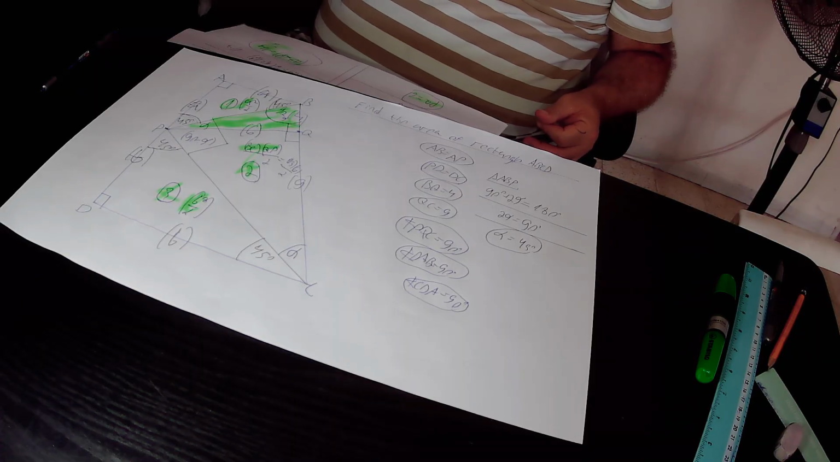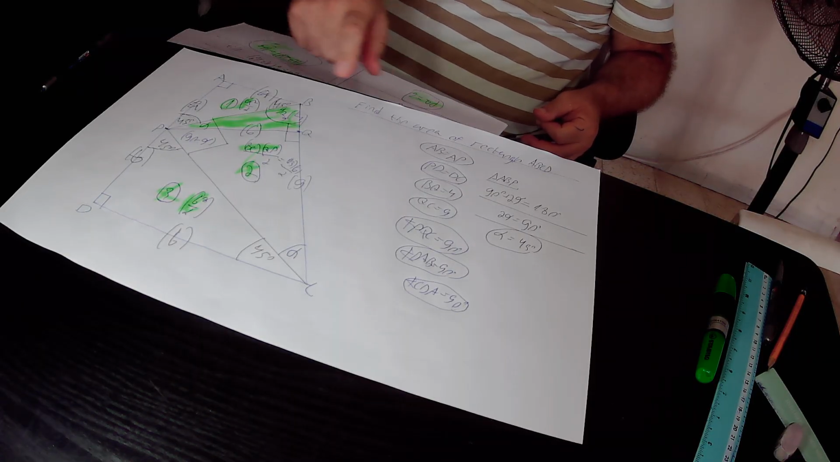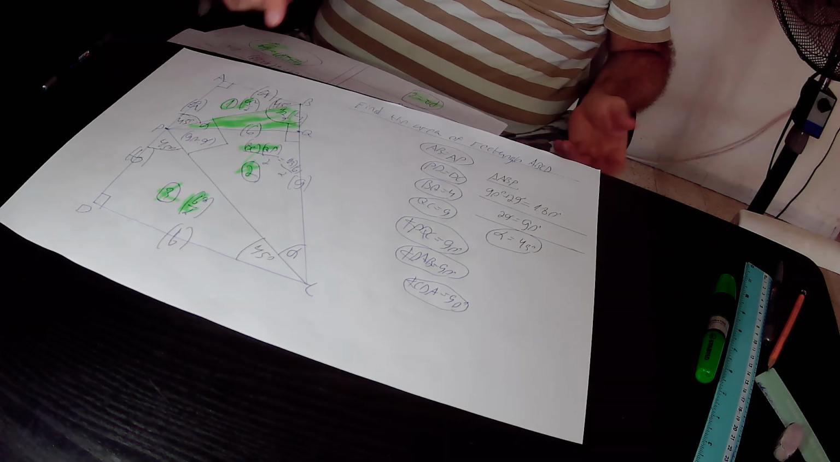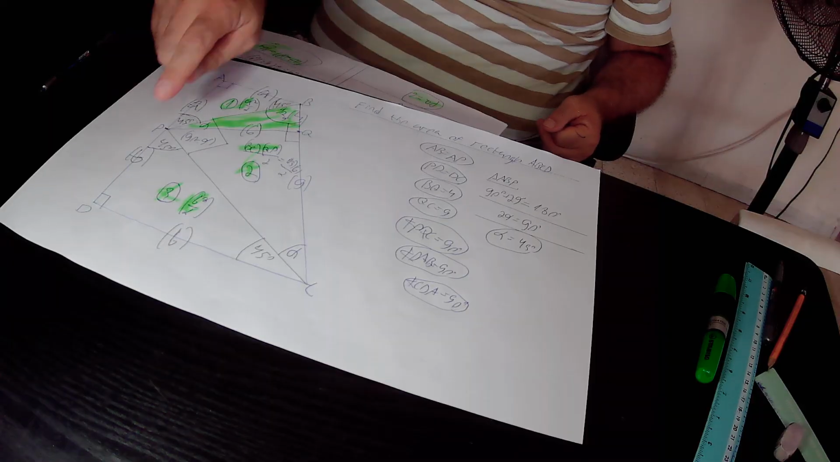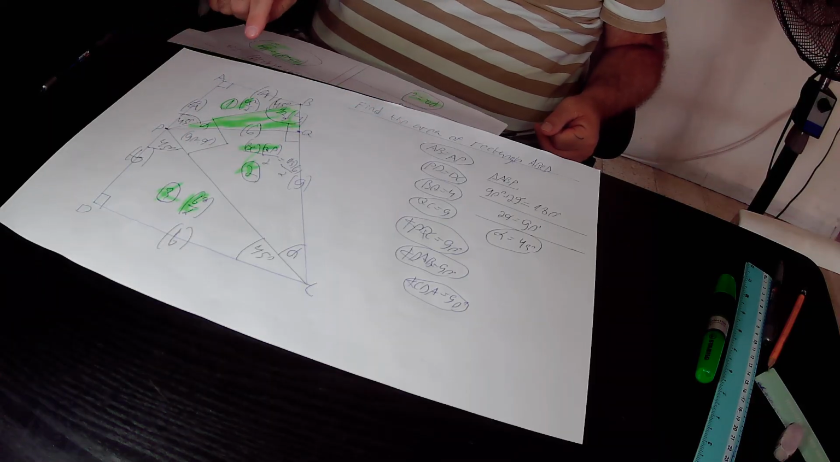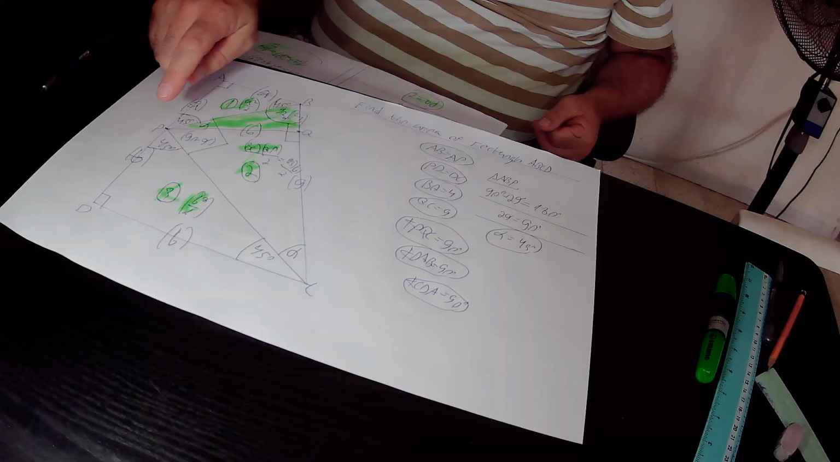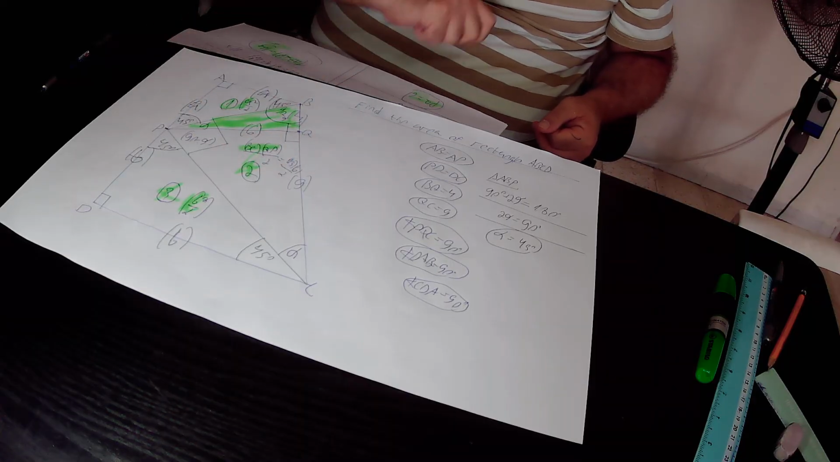So, first of all, AB equals AP. If we define the length of AB as a, then AP must also equal a, because they are equal to each other. Likewise, PD equals DC. If we define the length of PD as b, then DC must also equal b, because they are equal to each other.